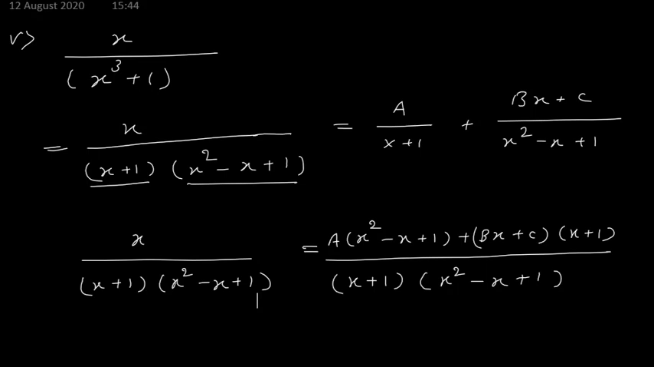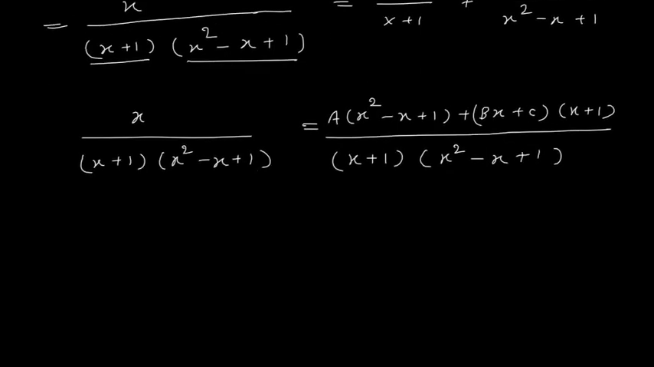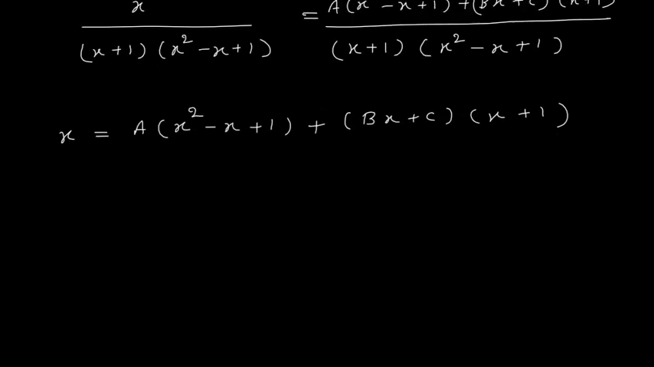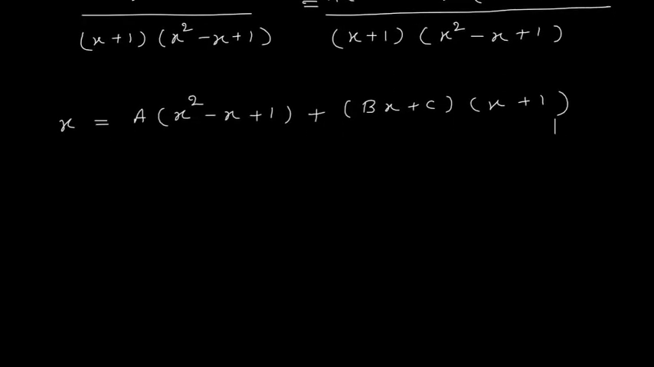Okay, now from left hand side and right hand side the denominators are the same, so you can cancel them and you will get x is equal to a times (x square minus x plus 1) plus (bx plus c) times (x plus 1). Okay, now the first method we are going to discuss. You can use the second method also, you can expand here and then solve. Now, as I prefer to solve problems by substitution, I am going to use the substitution method.